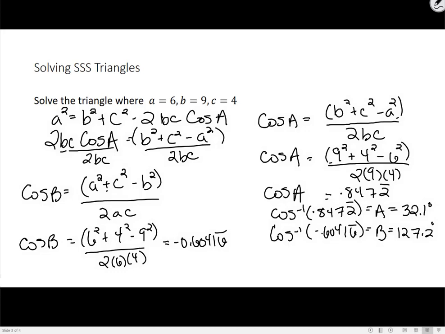Now all that's left is to find angle C. We find angle C just like we find any angle when we have the two other angles. I'm going to take C equals 180 minus angle A, which we said was 32.1, and minus angle B, which we said was 127.2 degrees. And I get 20.7. So I get that angle C is 20.7 degrees, and I have my final triangle here.